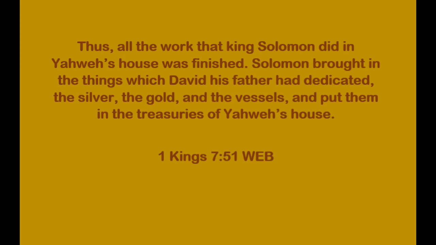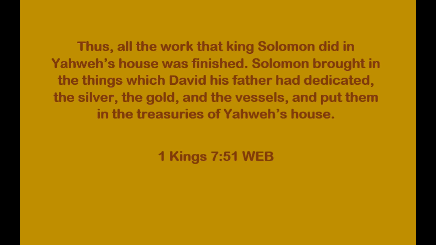The wings of the cherubim were stretched out so that the wing of the one touched the one wall, and the wing of the other touched the other wall, and their wings touched one another in the middle of the house. He overlaid the cherubim with gold. He carved all the walls of the house around and carved figures of cherubim, palm trees, and open flowers inside and outside. He overlaid the floor of the house with gold inside and outside.